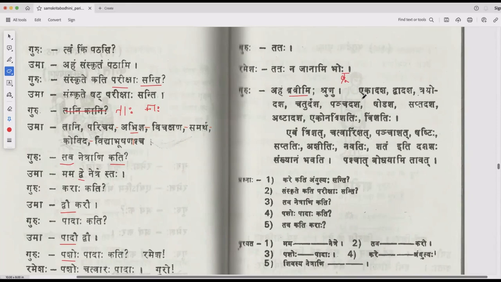And then the verb, what lakara is it? It's lot lakara. So in Tamil learning, when we say, listen, it's like an order, it's like a request. When that sort of a meaning comes out, it is lot lakara.